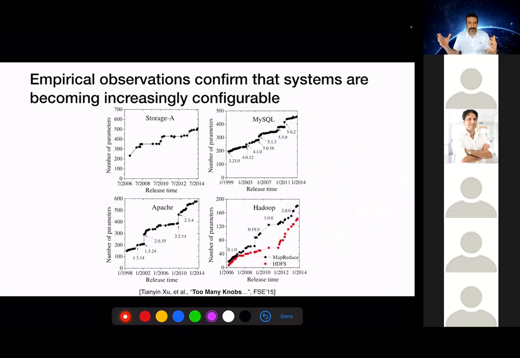And this trend was similar across other types of systems. So it was not only related to big data engines, but also to storage applications, for MySQL for example, for web servers, and so many other types of applications. This increase in the configuration space was, has been, and is still coming.